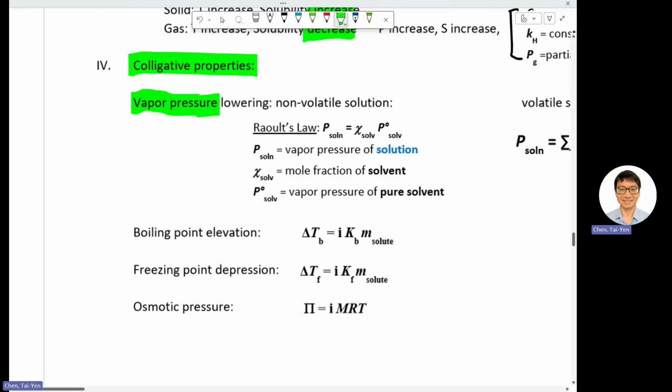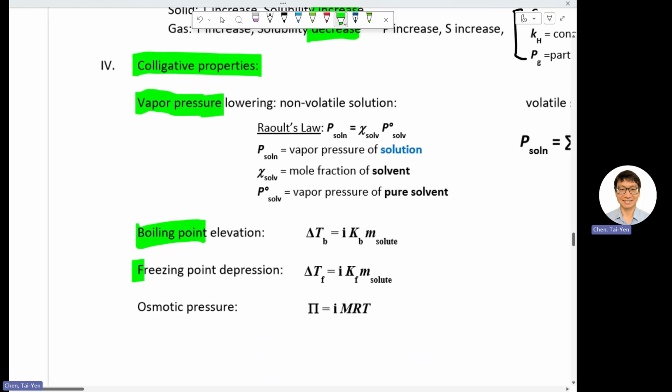First one, vapor pressure. Second, boiling point, freezing point, and osmotic pressure. If you see any of these keywords, then the way you think about it has to come back to this collective property. It doesn't really matter what kind of solute you have. It only counts how many solute molecules you have.